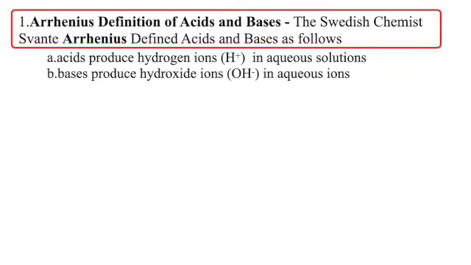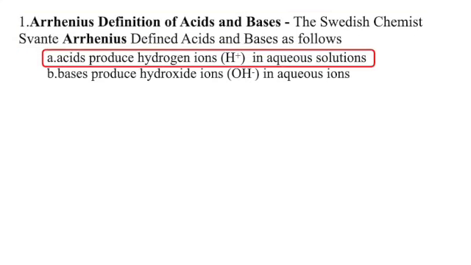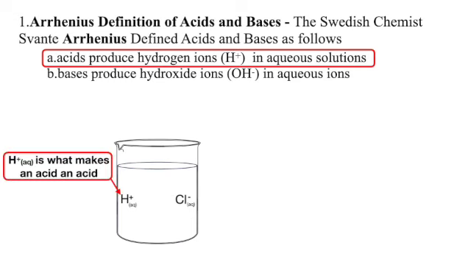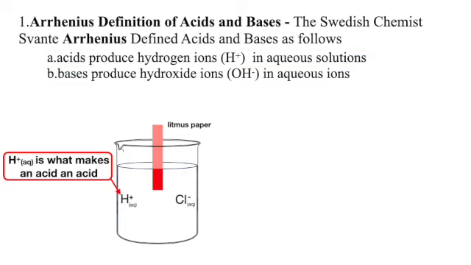So in grade 11, or in Chem 20, you would have learned that according to Arrhenius, acids produce H positive ions. So if you take hydrogen chloride gas and bubble it into water, you get H positive aqueous. H positive is what makes an acid an acid. And because H positive is present, we can test for the presence of acid. We put litmus paper in the water. If it turns red, it's an acid. That tells us that there's H positive ions in the beaker.